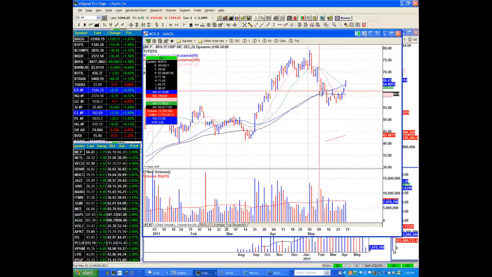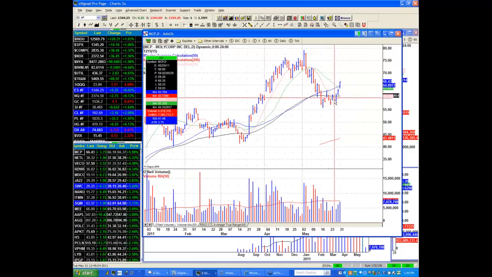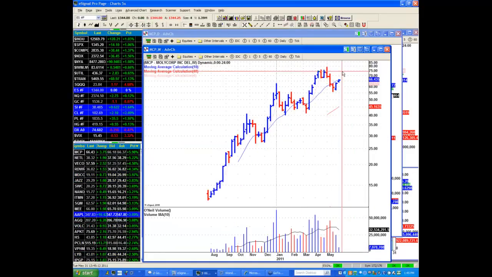So this looks okay. It's setting up, so be patient. If it's going to have a big move, it's not going to happen in one week. So far this looks constructive, a little bit news-driven, but you could see some sort of a double bottom formation, or we could come up the right side and form a cup with a handle.